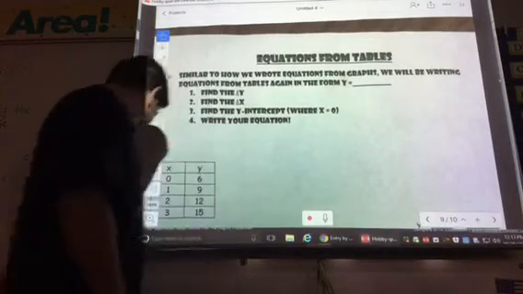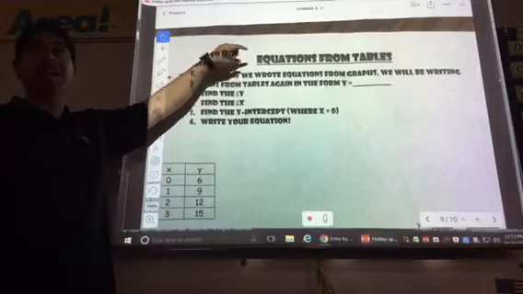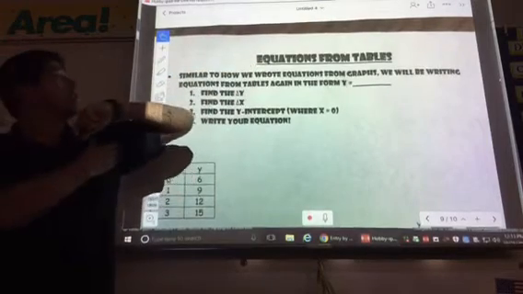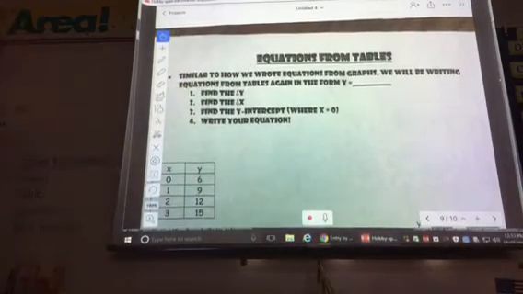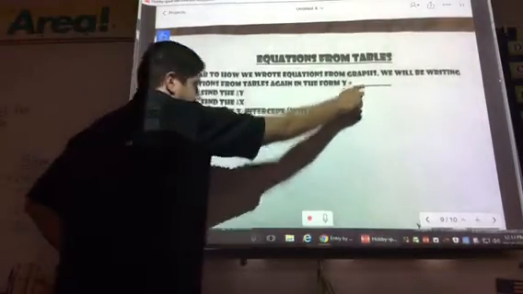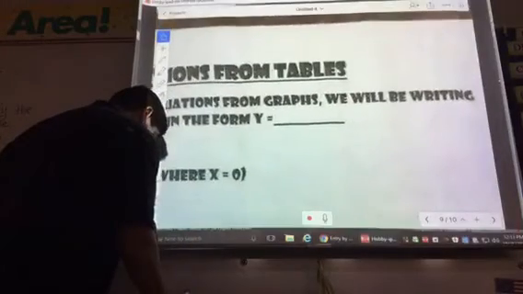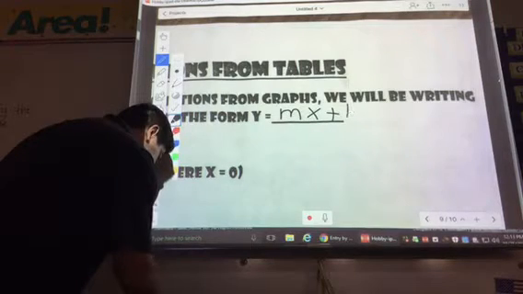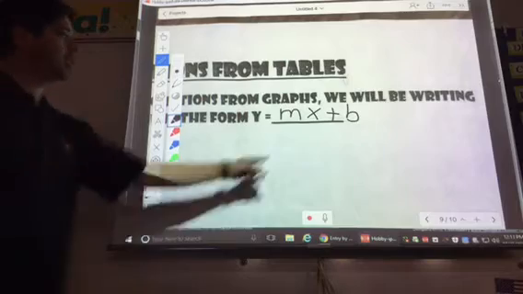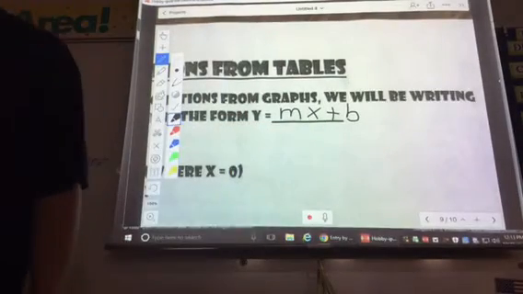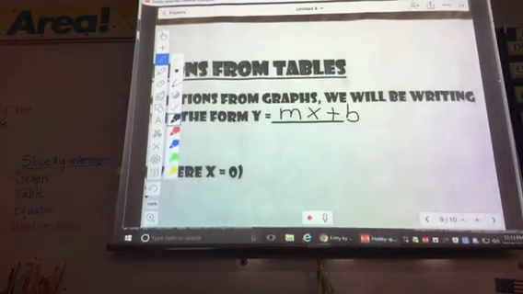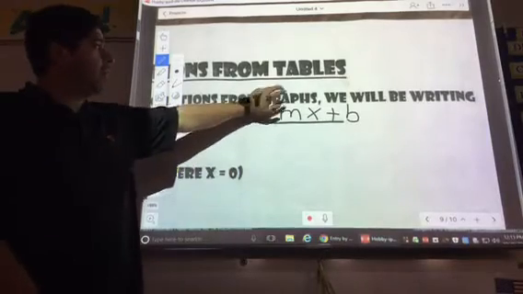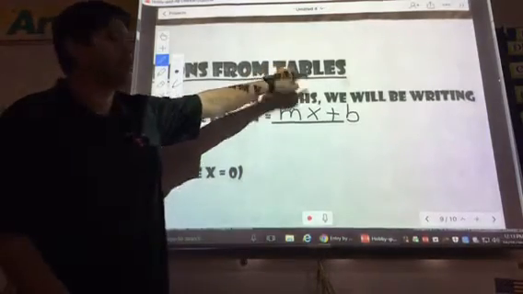All right. So, yeah, like Calvin said, we're going to do equations from tables today. Similar to how we wrote equations from graphs, we're going to be writing equations from tables again in the form in this blank right here. Let me zoom in. You're going to write y equals mx plus b. That's our equation that we're going to be using. Just like we did yesterday from graphs, we're going to do the same things, except today we're going to do it from tables.